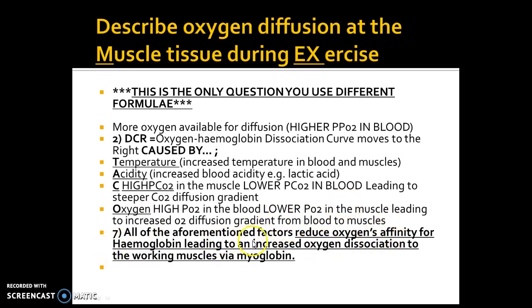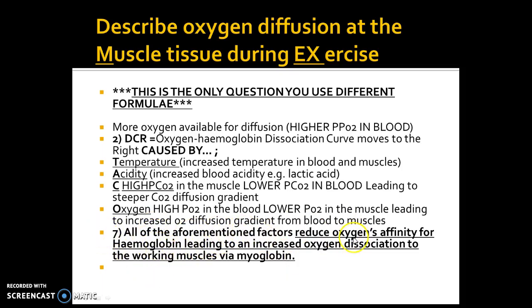Now all of these aforementioned factors, TACO, as you can see there, you can see where I'm going with this. There is an acronym. I'll explain how we're going to use that tomorrow. Because there's a high PPO2 and lower PPO2 in the muscle, this oxygen diffusion gradient from blood to muscles increases, it's steeper, we get faster diffusion.